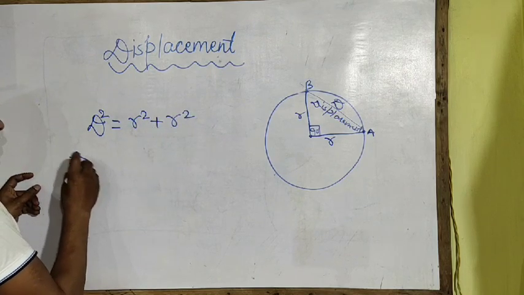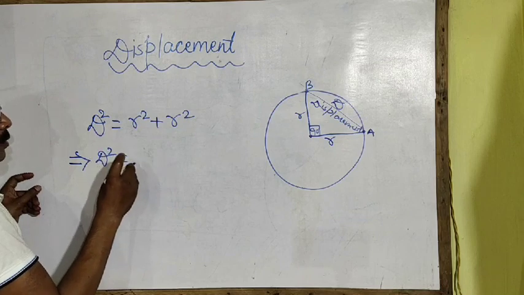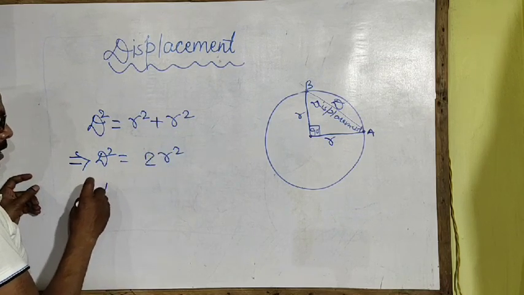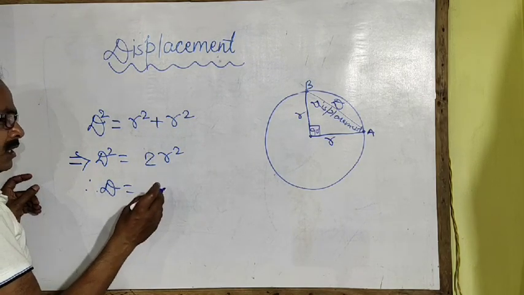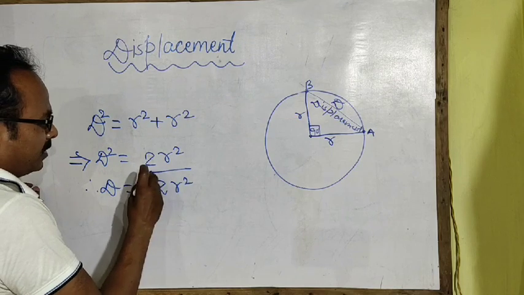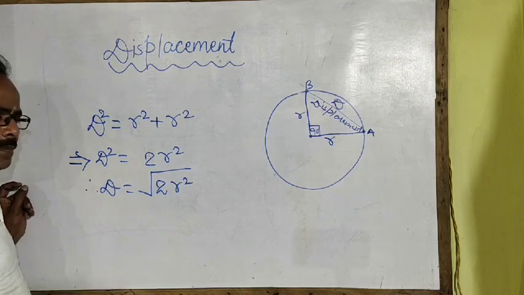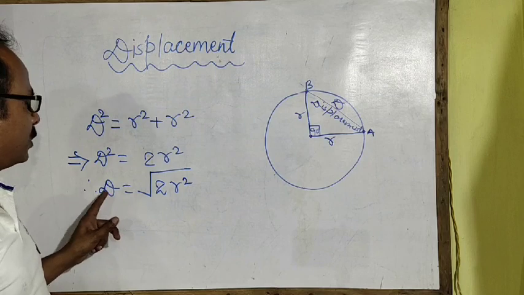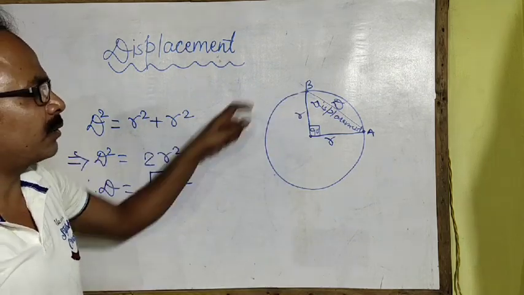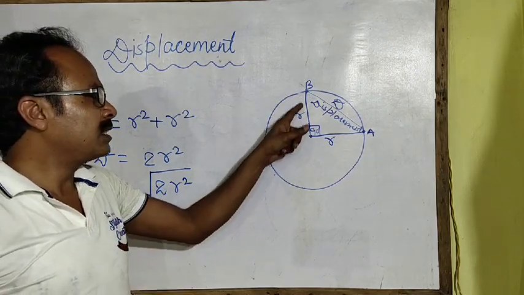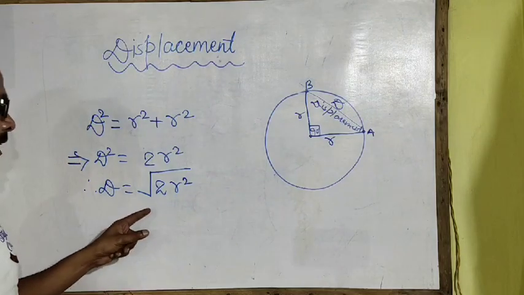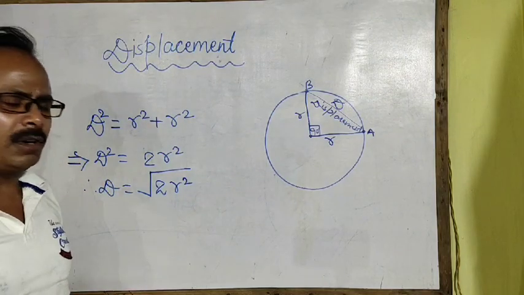Now this implies D square equals 2r square. Therefore D equals the square root of 2r square. So if you want to know the displacement of a body on a circular path when it has subtended an angle of 90 degrees at the center, we can find out the displacement using this formula.